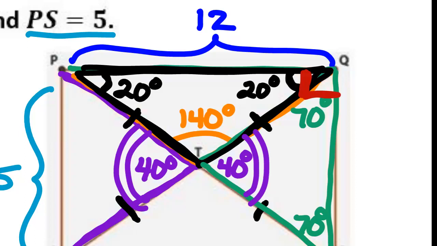And when we found PTQ, we found that this angle right here was 20. I know it has to add to 90. So 90 minus 20 gives me the size of this angle right here. All right, two more things that we need to find.